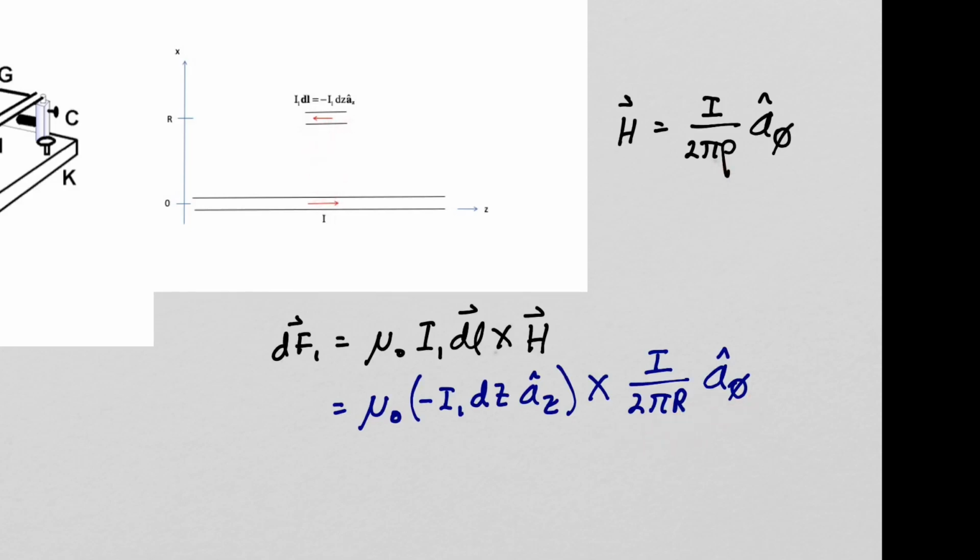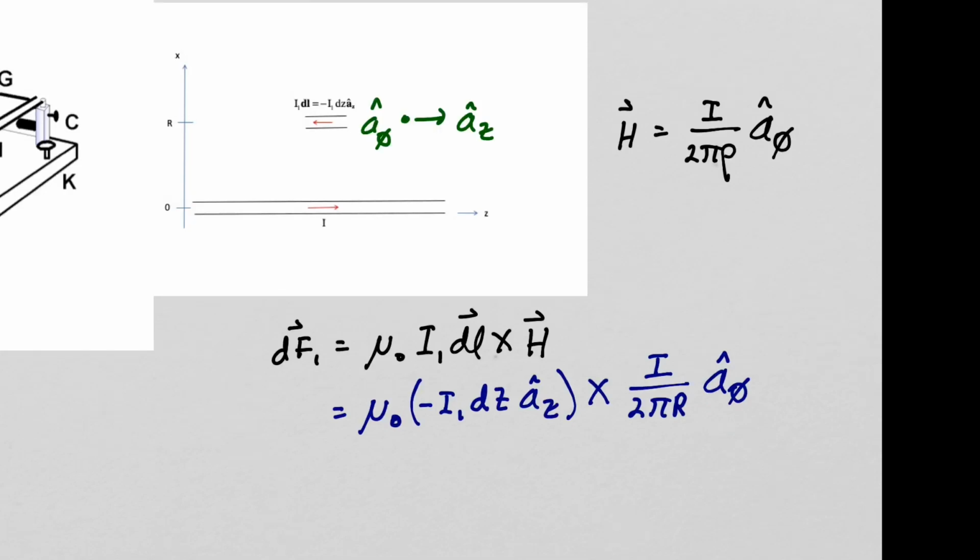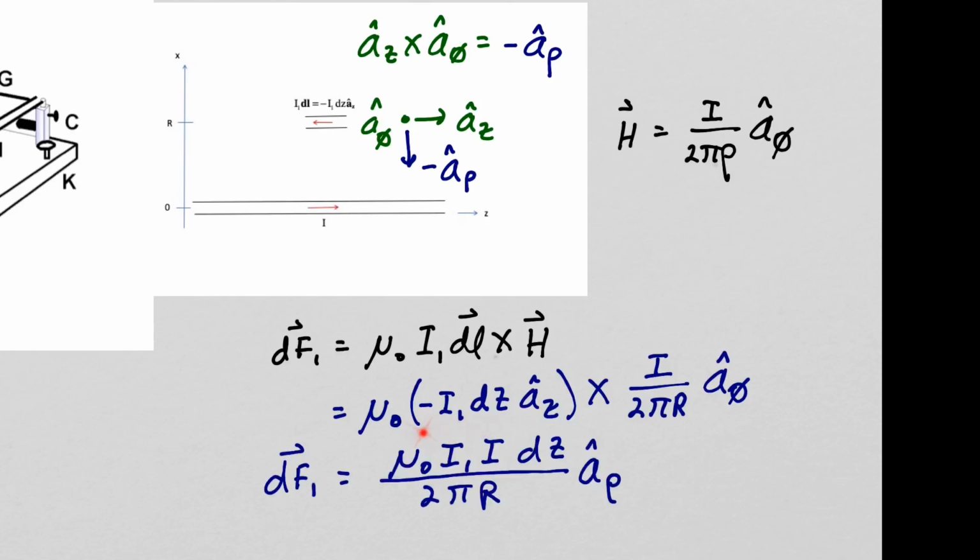Along our upper conductor, the phi direction is out of the page and the z direction is to the right. So a_z cross a_phi is in the minus rho direction. We have our magnitude for the force on our differential length of our upper wire, and it's in the plus rho direction, so these two wires are going to repel.